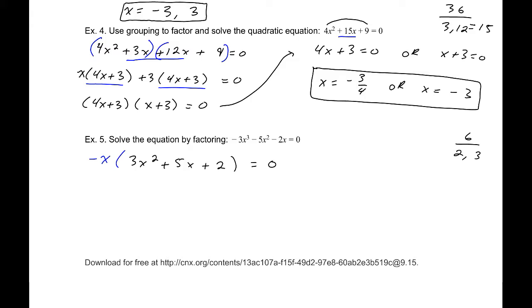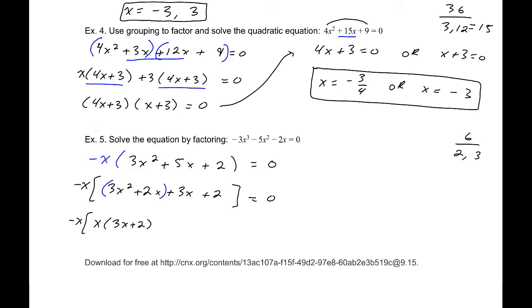2 and 3. So let's go ahead and write this negative x out here. I'm going to put brackets so this doesn't get as confusing. 3x squared plus 2x plus 3x plus 2 equals 0. Grouping the first two, and x is in common, so I'll leave this negative x here. Take an x out of those first two terms, so that'll leave a 3x plus 2.